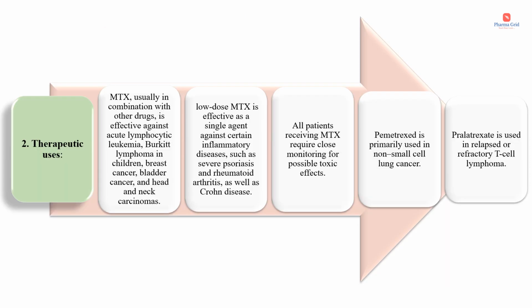Therapeutic uses. Methotrexate, usually in combination with other drugs, is effective against acute lymphocytic leukemia, Burkitt lymphoma in children, breast cancer, bladder cancer, and head and neck carcinomas. Low-dose methotrexate is effective as a single agent against certain inflammatory diseases such as severe psoriasis and rheumatoid arthritis, as well as Crohn's disease. All patients receiving methotrexate require close monitoring for possible toxic effects. Pemetrexate is primarily used in non-small cell lung cancer. Pralatrexate is used in relapsed or refractory T-cell lymphoma.